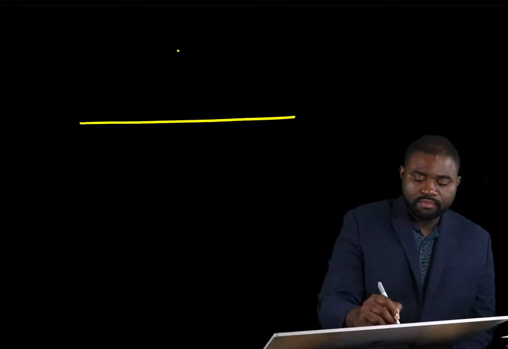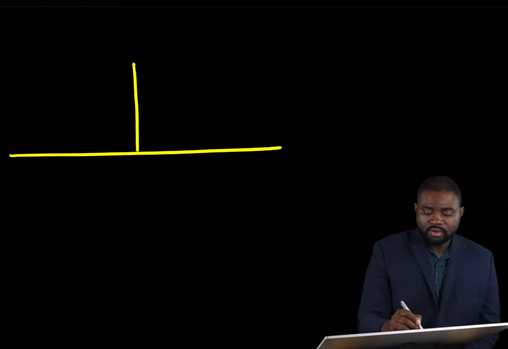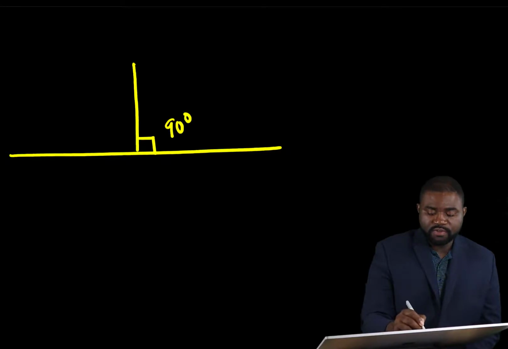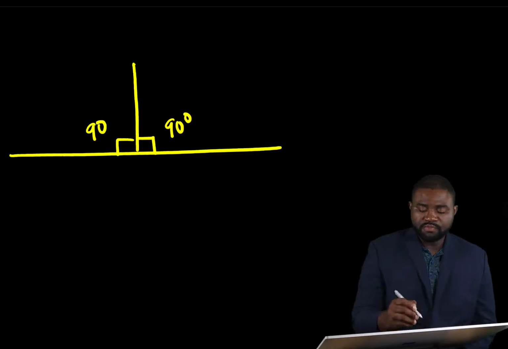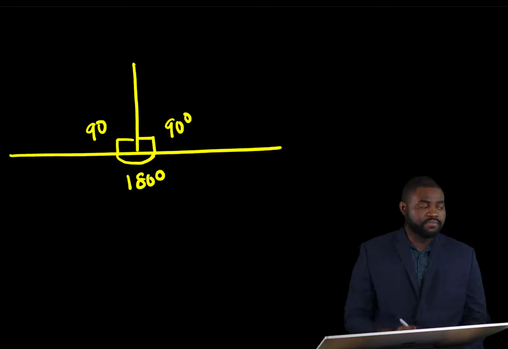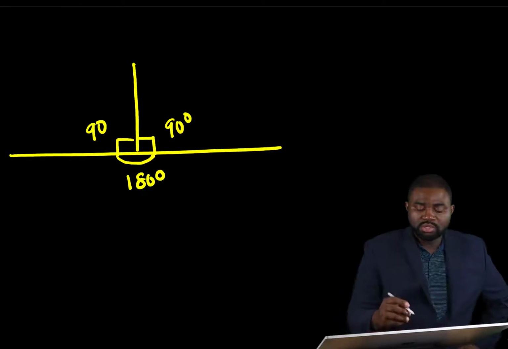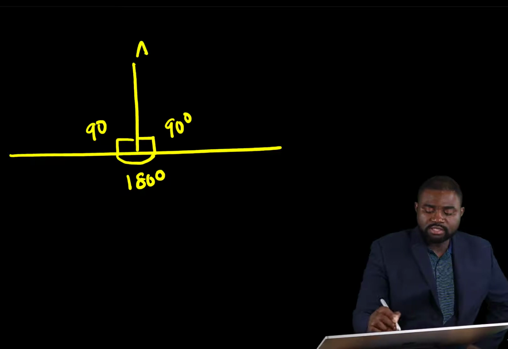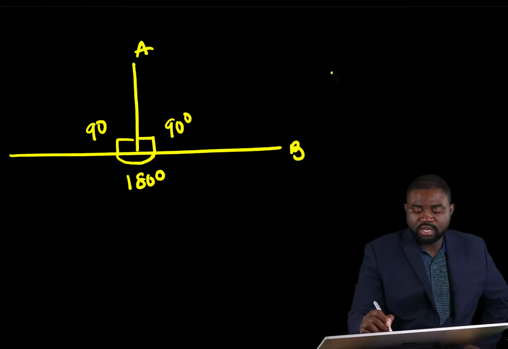If you have two lines, for example, this is line A and another line, this is B. This angle right here is 90 degrees. This angle right here is 90 degrees, which means that this angle right here is 180 degrees. So this is line A and this is line B. We say that A is perpendicular to B.